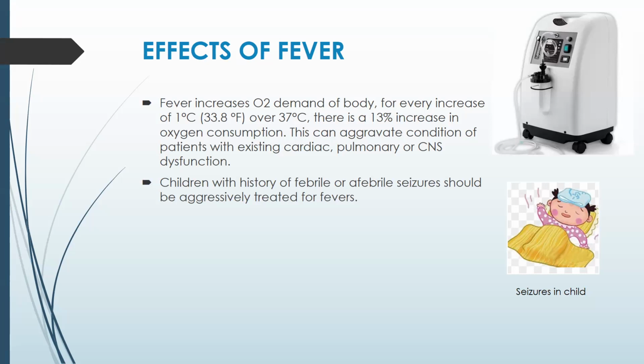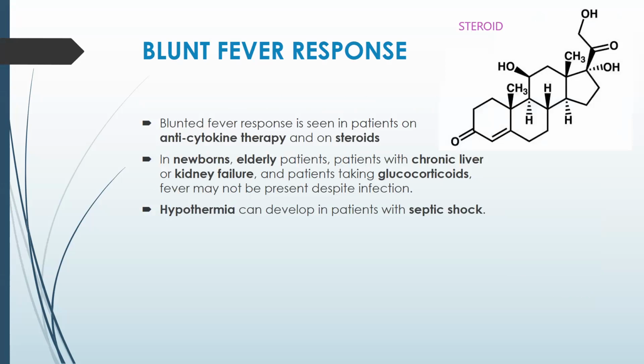Also important are children with a history of convulsions, whether febrile or afebrile, who are having a fever. Such children should be treated very aggressively, and you should make sure the temperature does not rise above 100 degrees Fahrenheit, because this itself can bring about convulsions in such children. Then there is the blunt response of fever, where even though the patient has infection or inflammation, the fever is not very high grade. You see such cases in patients on long-term steroids, mainly corticosteroids, or patients having chronic disorders of kidney and liver function, where the immune systems are on the weaker side.